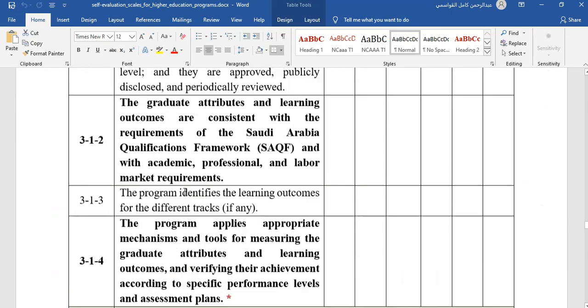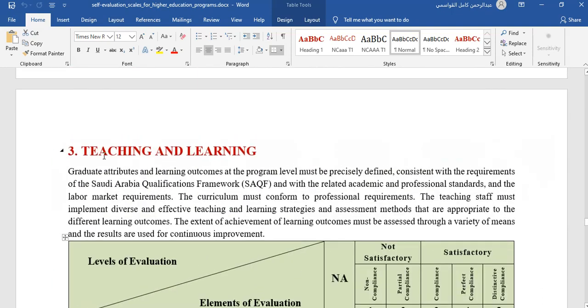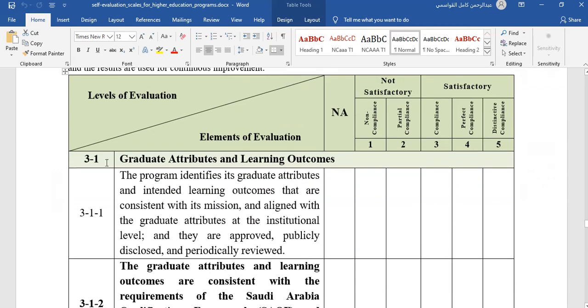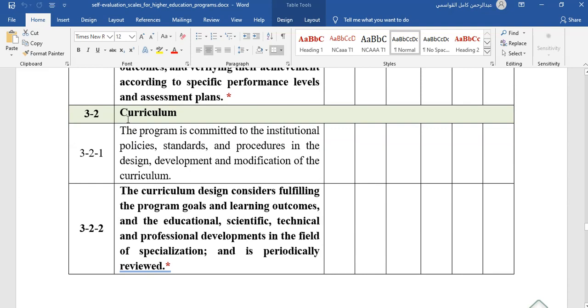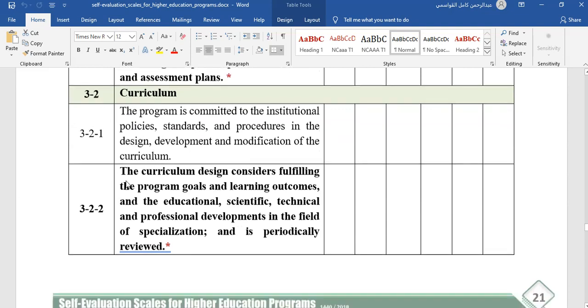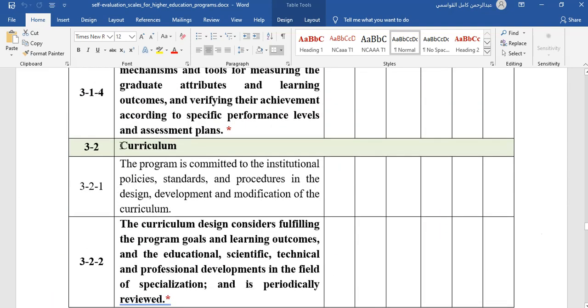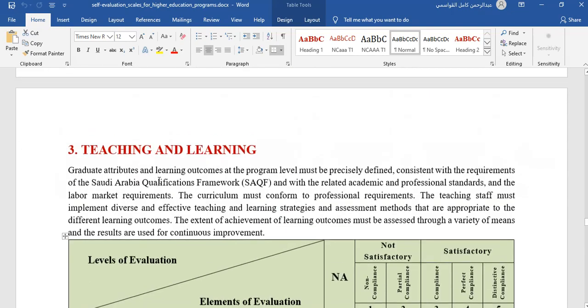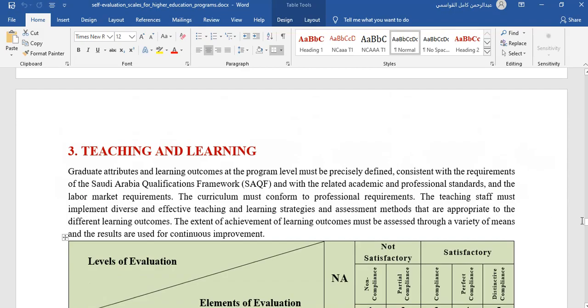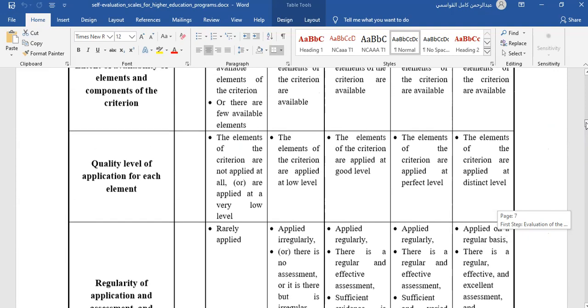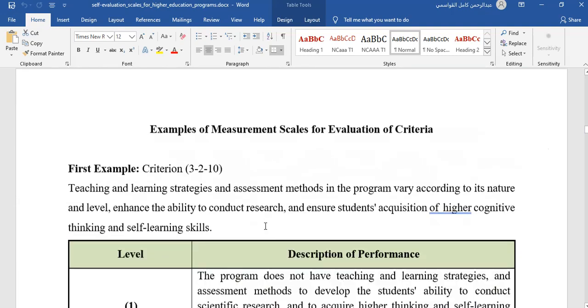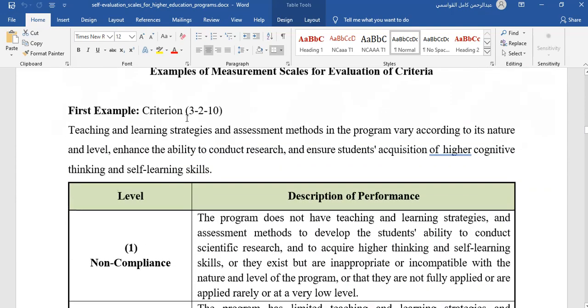3 means teaching and learning. 3-2 means the curriculum. So this is item number 10 about the curriculum, which is a part of teaching and learning. Going back to our example, we said that this is our example, 3 to 10.